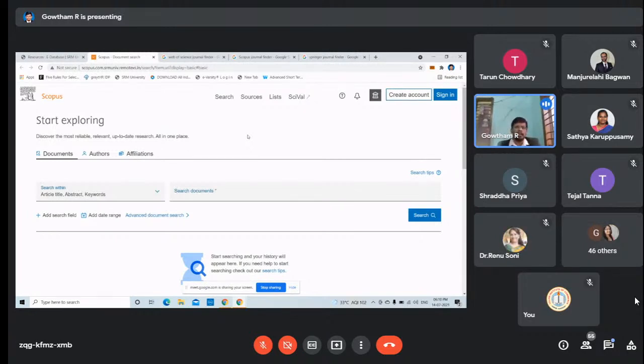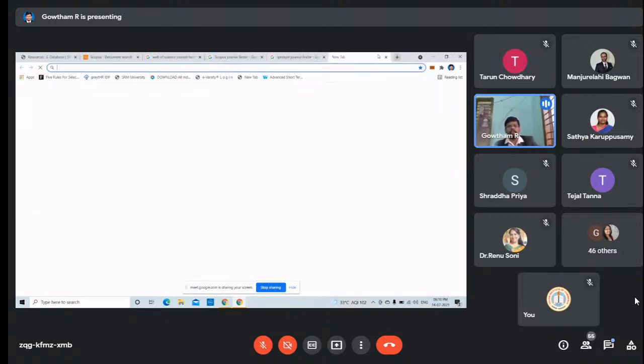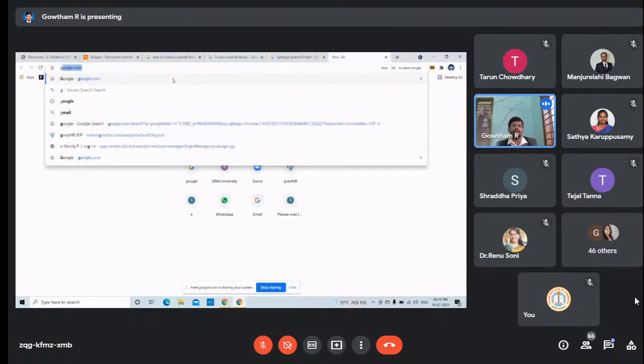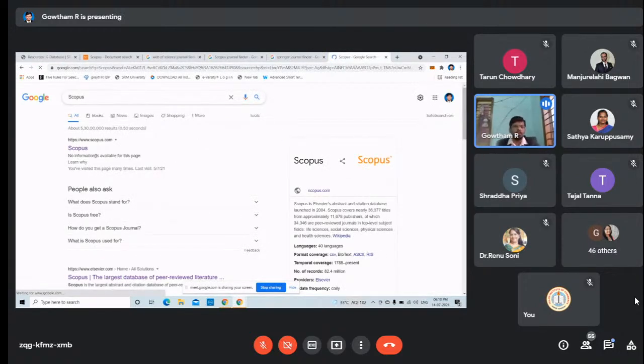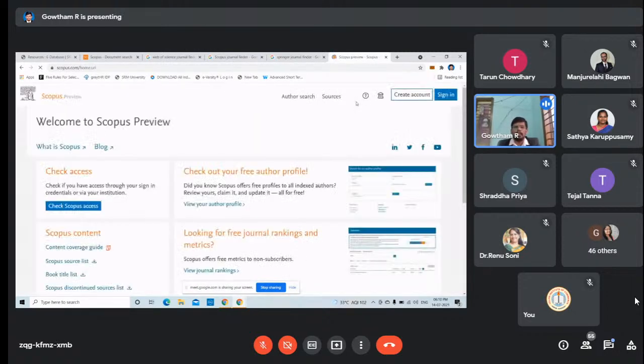To find or search for our journals, you have to go to the Scopus website. Of course, I'm coming through my institutional access. Otherwise, you can always go to Google. If you don't have institutional access, you can always go to Scopus, right? If you Google and type Scopus, this page will come up, right?